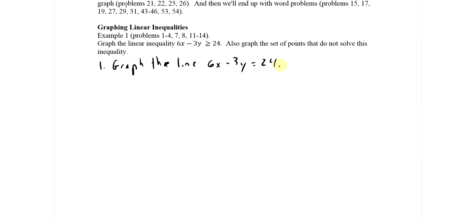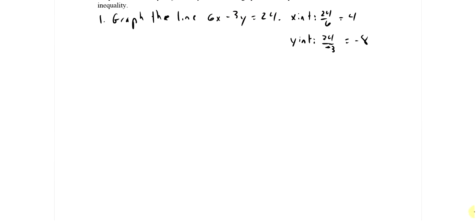Well, if you remember back in chapter 1, the easiest thing to do is find the x-intercept and the y-intercept. For the x-intercept, you set y equal to 0 and solve for x, so that's 24 over 6, which is 4. And the y-intercept is 24 divided by minus 3, which is minus 8. To find the y-intercept, you set x equal to 0, so ignore this term and just solve what's left for y. Great, and so once we have the x-intercept and the y-intercept, it's fairly easy to graph.